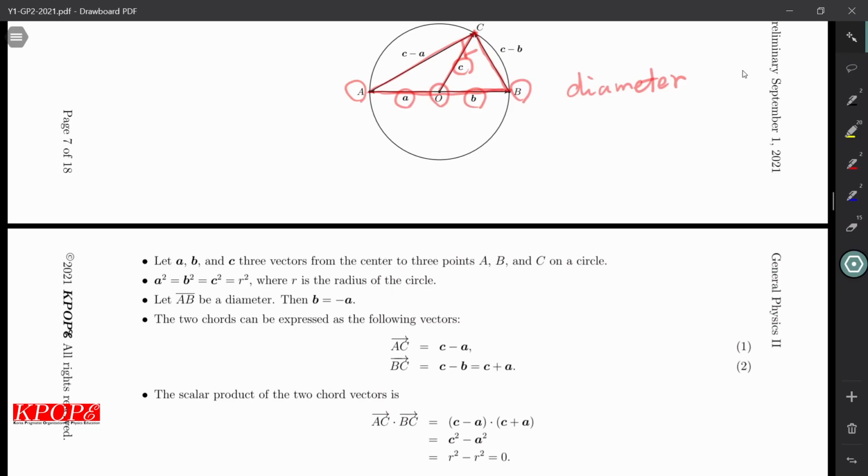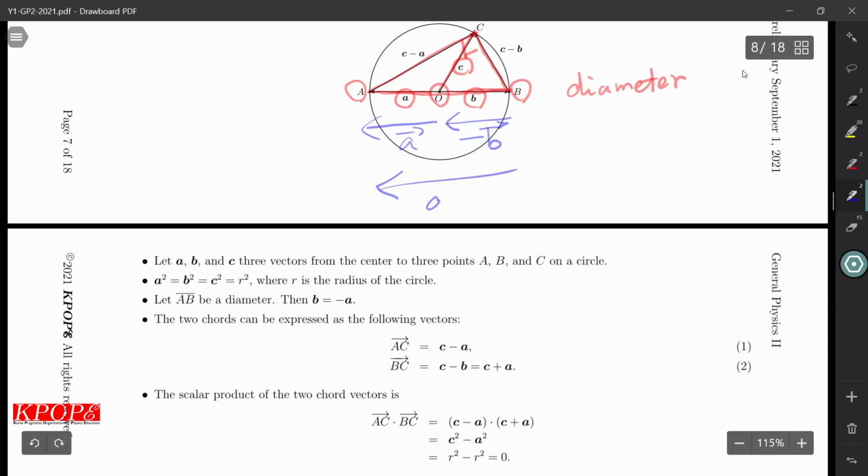Because the straight line AB, line segment AB, is the diameter of this circle, what about computing a minus b? This is a. This is b, so minus b is here. So this is a minus b. So the diameter itself is a minus b.